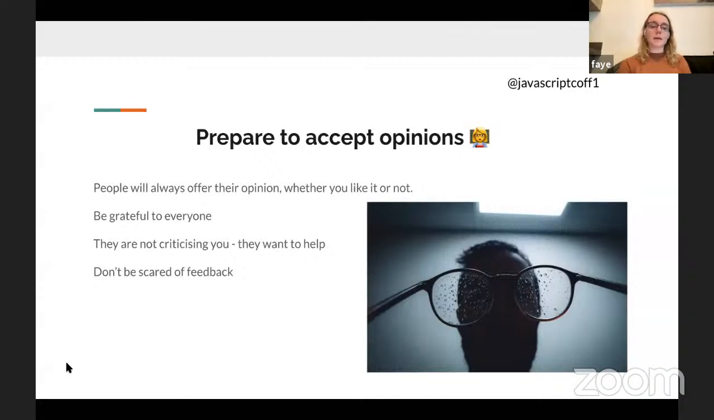Because like we were saying about the technical details, you probably get things wrong, and they're not criticizing you. They want to help, because they want to help make your article better. And I don't know why, but some people get very upset about other people's opinions, but it's going to happen. You're going to get other people's opinions, and it's fine. All they're doing is trying to help you.